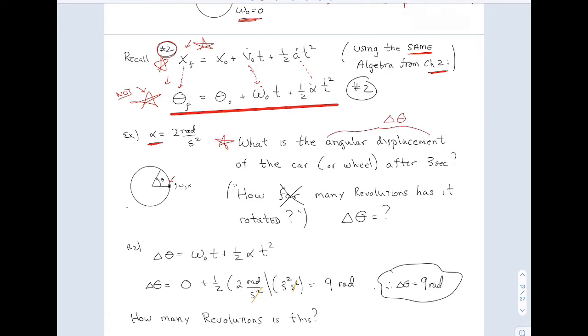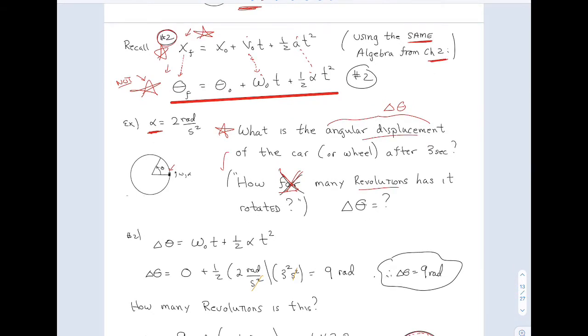What I'm asking here is not how far the car went down the road. We're not asking for an x, how far it is. We want to know how many times it went around. How many revolutions has it rotated? But we want that answered in radians because angular displacement is in radians. So I'm looking for delta theta. Again, this would be the same thing as asking where is the car, x final equals what after 3 seconds. So we would use equation number 2.